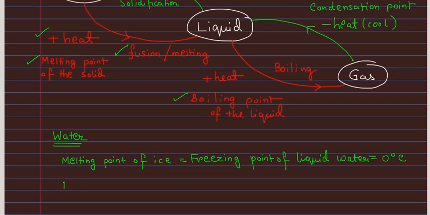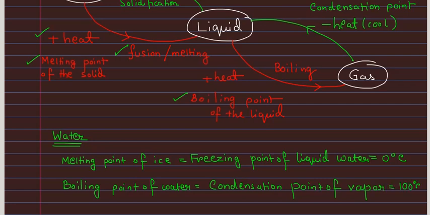And similarly, the boiling point of water is equal to the condensation point of vapor or steam, and that is 100 degrees Celsius. Just remember that these temperatures will be different for different substances. I just gave you the example of water.